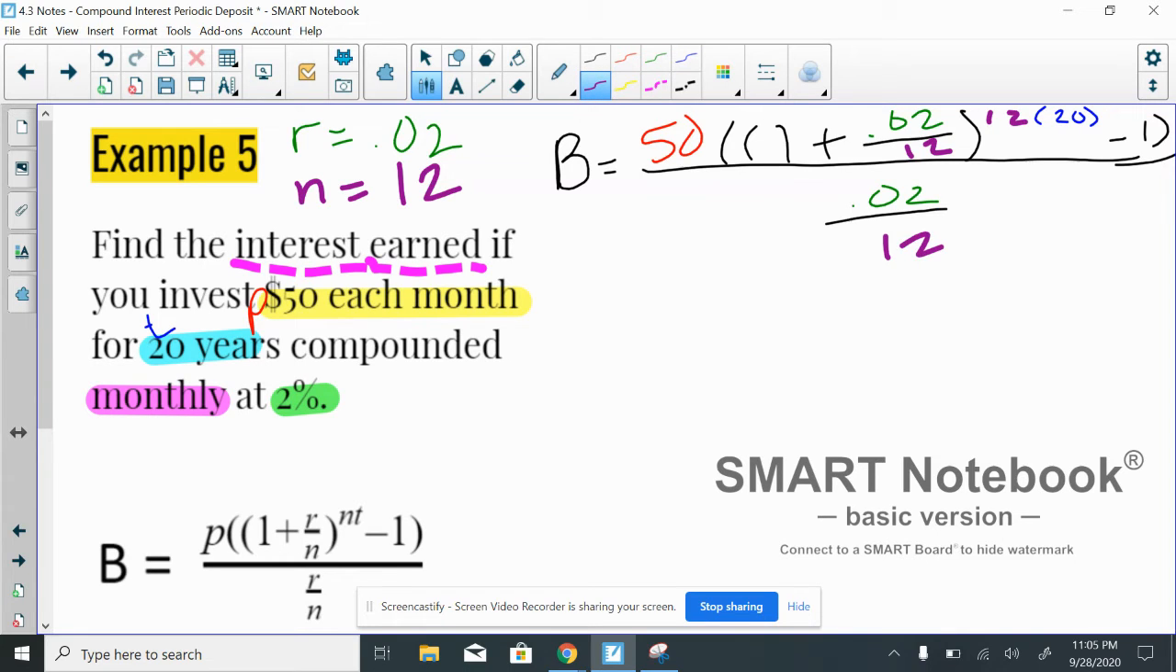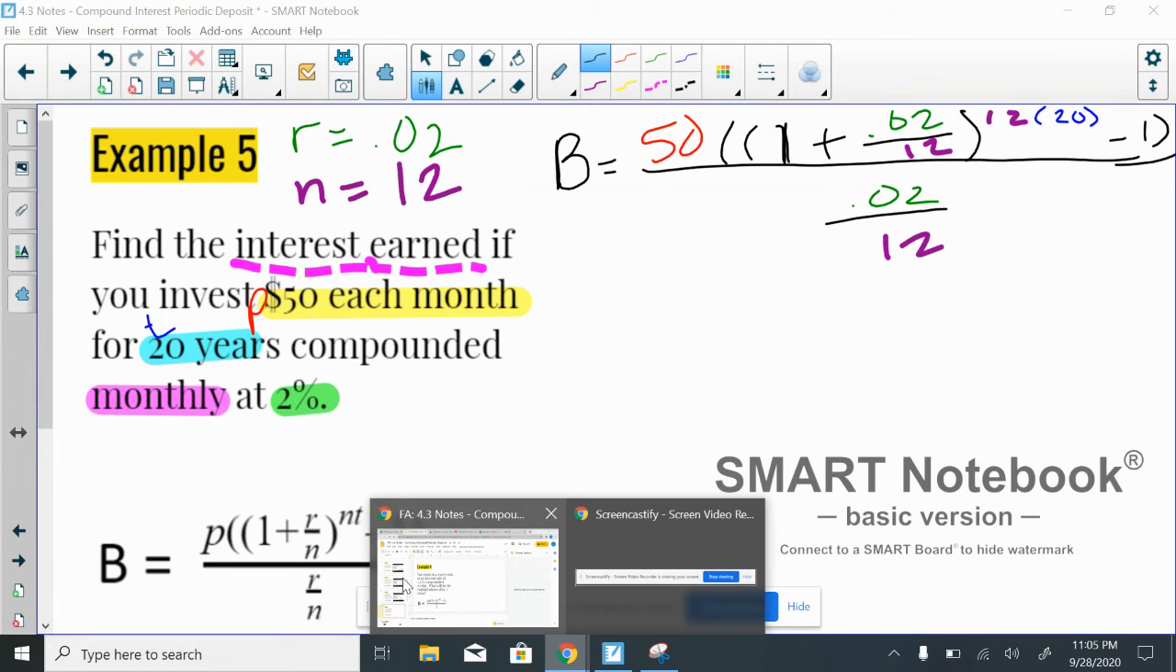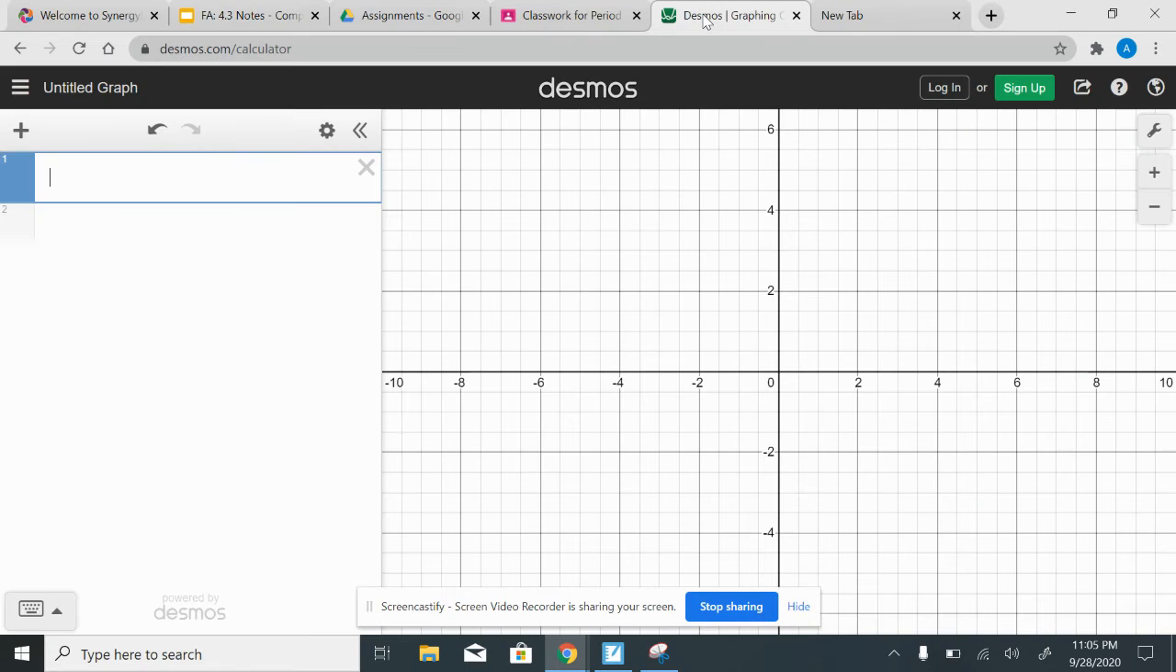You guys, I'm looking at that. This is just some hideousness. I apologize. Beautiful. So we are going to set this up in Desmos. Whoops. Hey, look at that. 50, 2 parentheses, 1 plus my rate of 0.02 divided by 12, 1 parenthesis, to the 12 times 20, arrow over, -1, and close it out. And then in the denominator, 0.02 divided by 12.